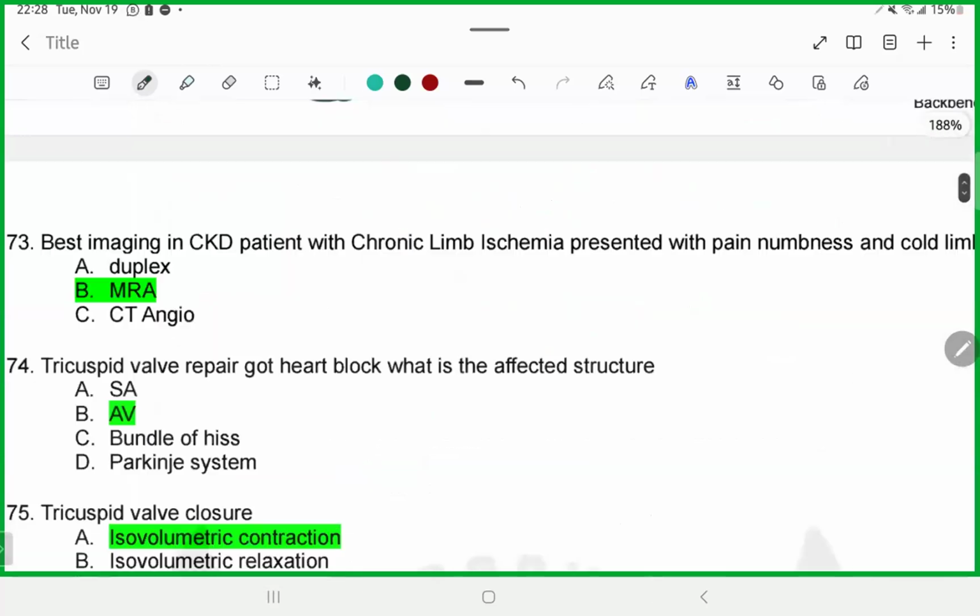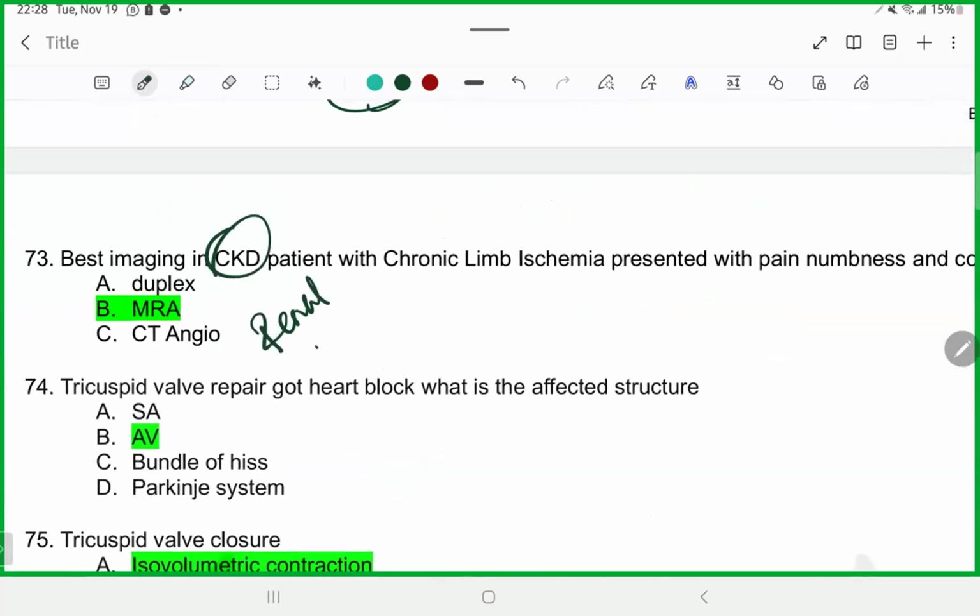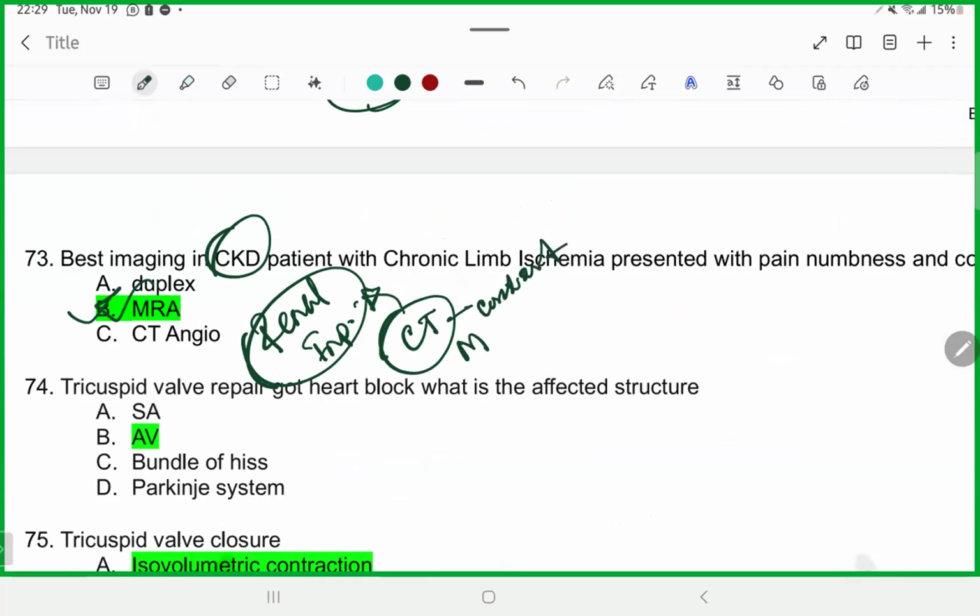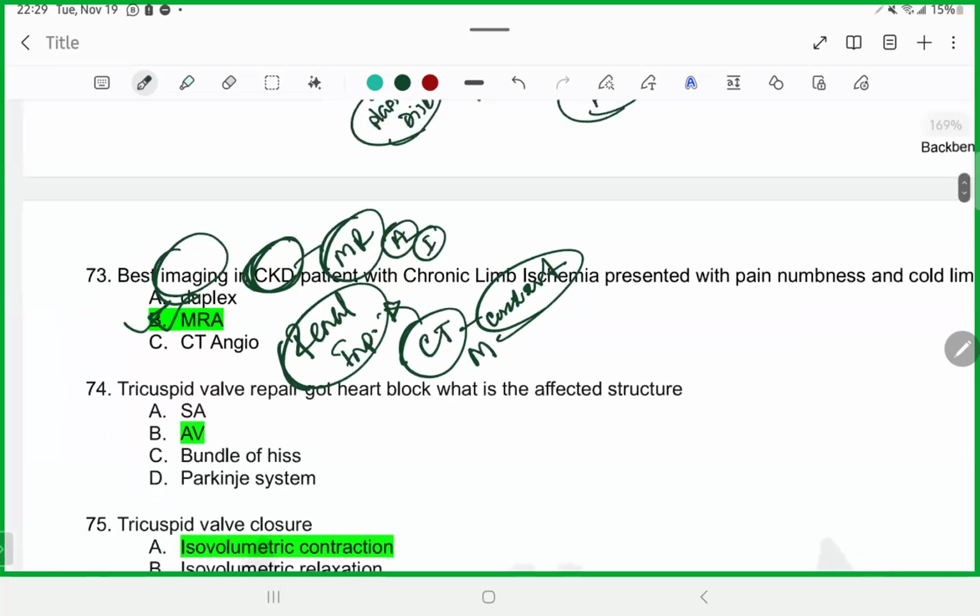Okay. CKD patient means renal impairment. Very simple. Any CKD or renal impairment, if mentioned and you need a CT, remember, go for MR angio. They just need to know that you can't use CT in a renally impaired patient, because if you need to use a contrast, you can't do that. So anytime you see an imaging question in a CKD patient, be very sure they are asking about MR angio or MRI.